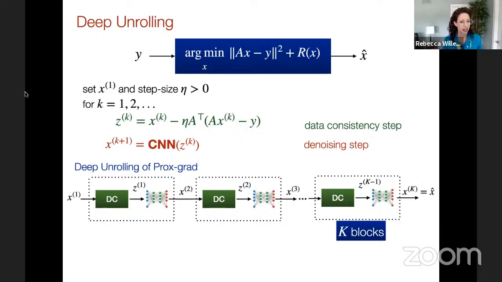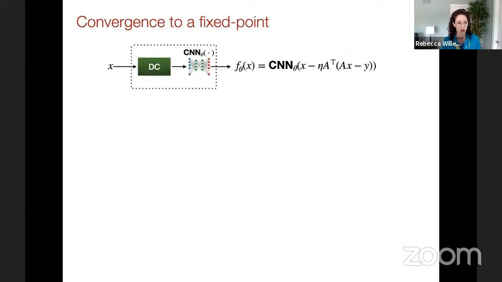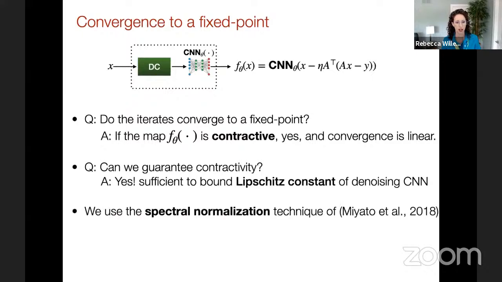And then Pi asks, what spectral normalization technique did we use? We used the technique from the Miyato 2018 paper.